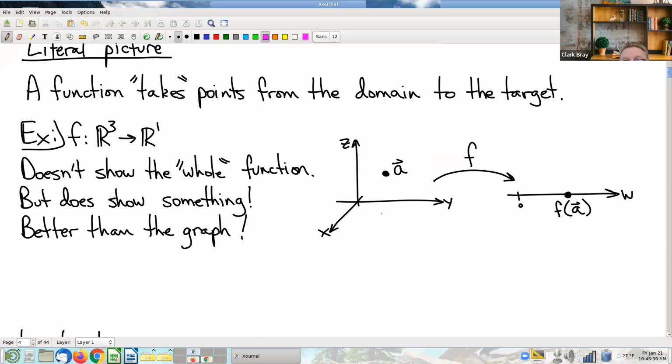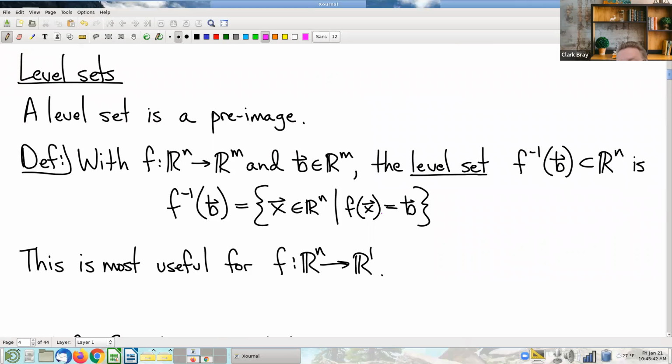Okay. All right, here's another one. Level sets. Level sets, pre-image. So in particular, if you have some function, what you're going to do then is fix an output value, and then you're going to look at all of the inputs in the domain that hit that output value, which is, again, the definition of a pre-image.